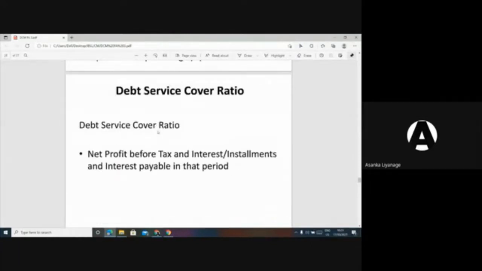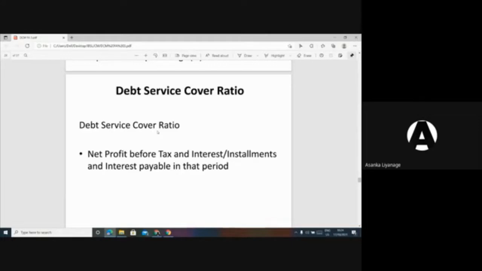This is another kind of ratio, that is the debt service cover ratio. Different banks may calculate this ratio in different ways, but normally you take the net profit before tax and interest, divided by the installment and interest payable in that period. That is, net profit before tax and interest divided by the total installment to be paid in that period, that is capital plus interest.